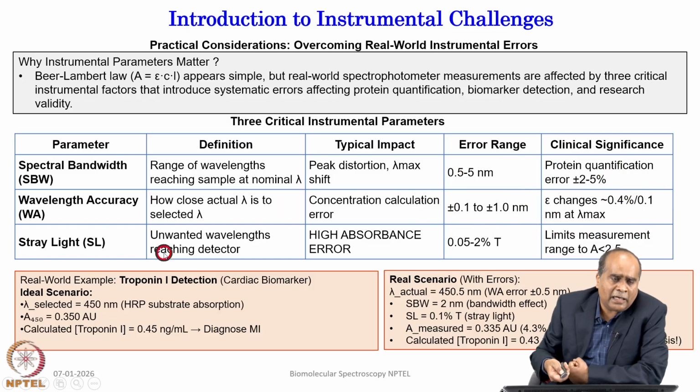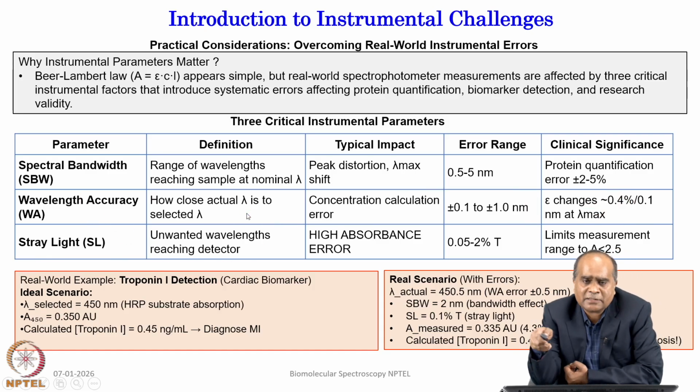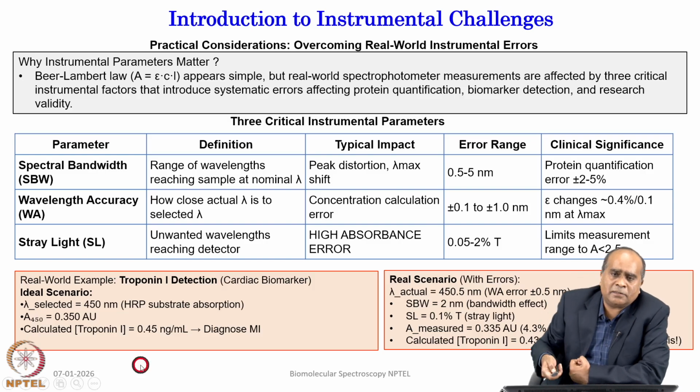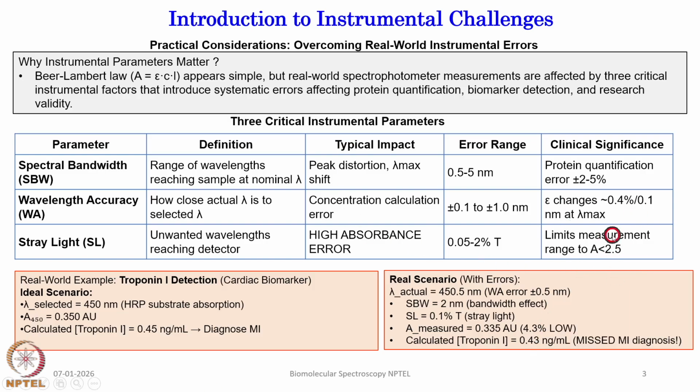at lambda max. And the third one, stray light: unwanted wavelength is reaching the detector. You see, our detector should detect whatever is coming out from your sample, not from the stray light. If that is coming, then it can lead to high absorbance error in the transmittance, and that can change the measurement value by 2.5% or something like that. So, stray light absolutely should not come, and therefore, manufacturing this instrument should be done with great care so that no stray light reaches the detector.